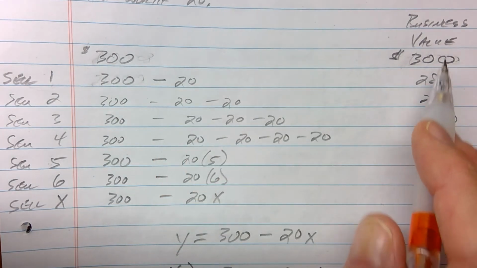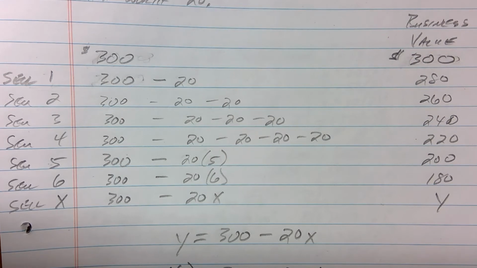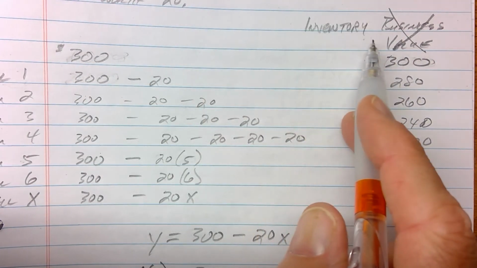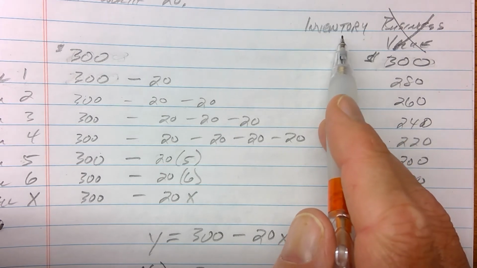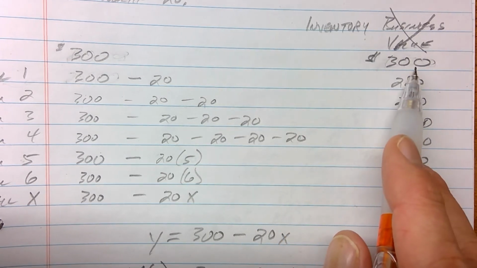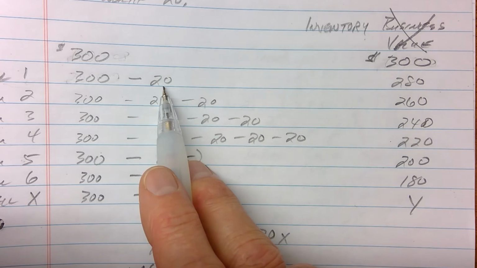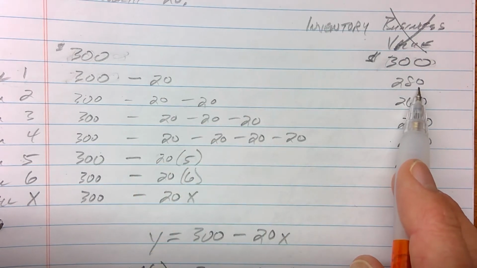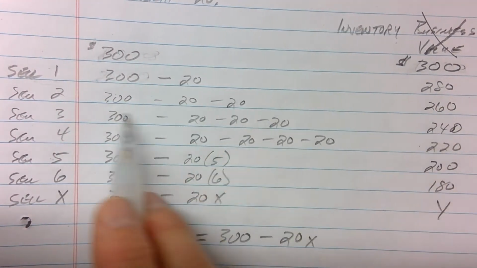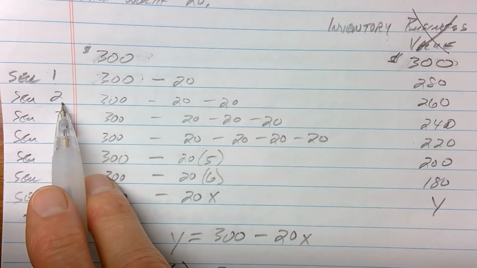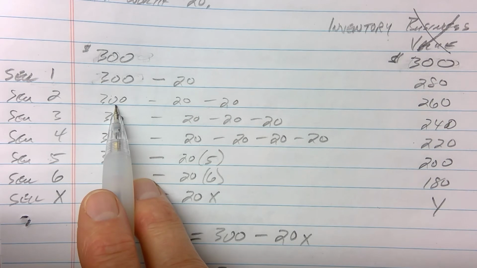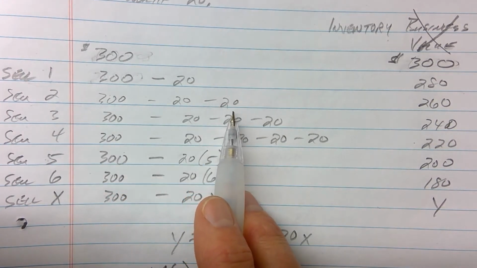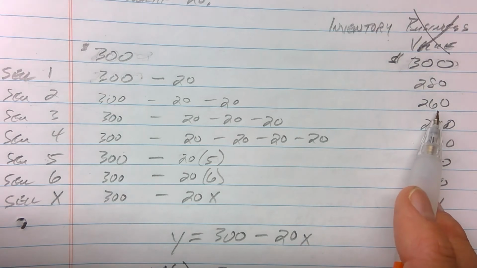So now your business value, actually it should be called inventory. Sorry, my mistake. I wasn't keeping up with the storyline. This is a measure of inventory. So we had $300 of inventory and we sold $20 worth. We sold one hoodie. Now our inventory is down to $280. All right, let's sell a second hoodie. So I started out with $300 worth of merchandise. I sold the first hoodie and now I've sold the second hoodie. And now my inventory is down to $260.